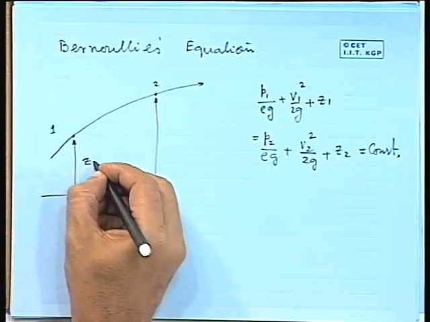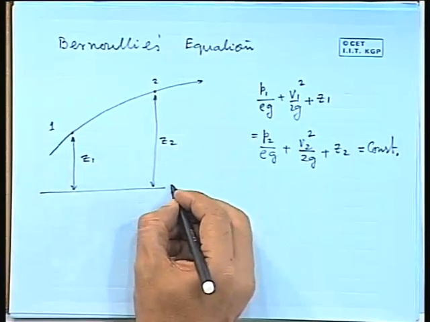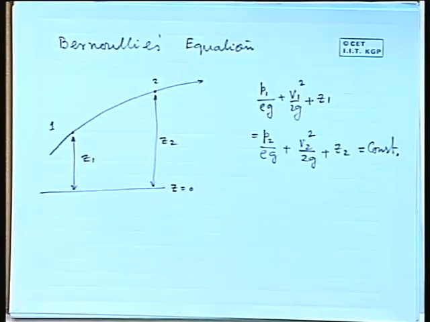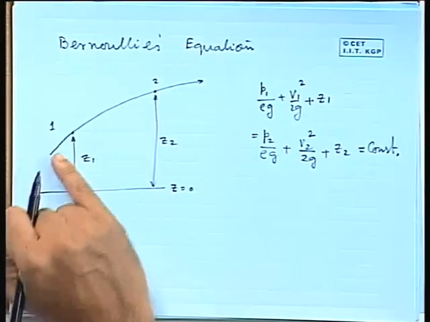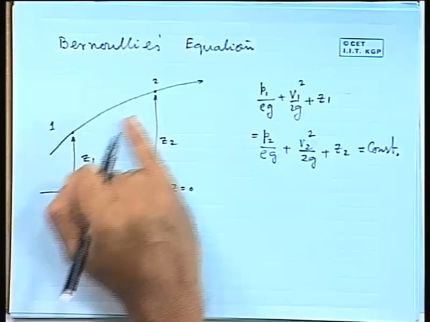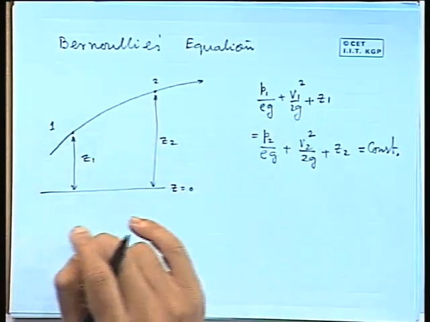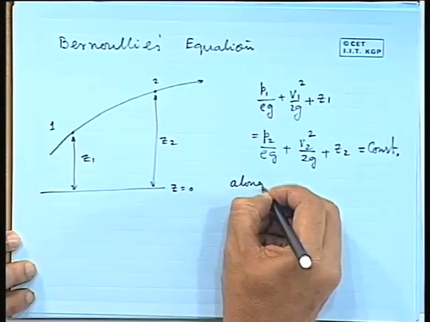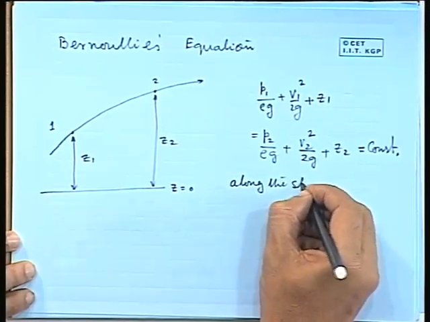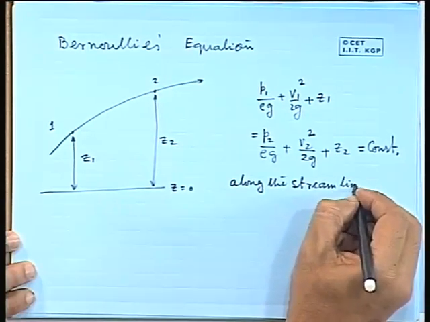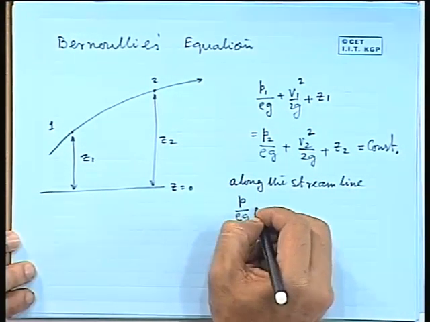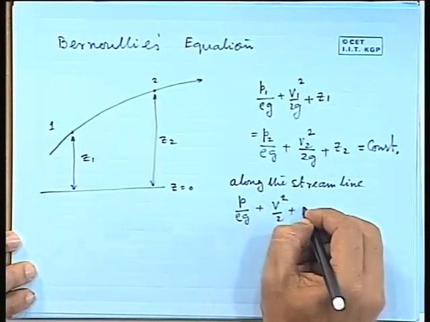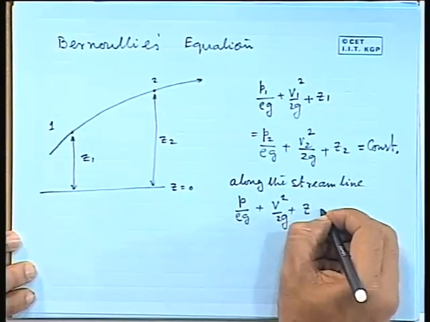So, this is your Z1, this is your Z2, this is Z is equal to 0. That means we have selected a datum plane or datum line, and in the flow there are a number of streamlines. If we have a streamline, in this streamline we can have two points 1 and 2, and we can write this equation. So, along this streamline one can write P by rho g plus V square by 2g plus Z is equal to constant.